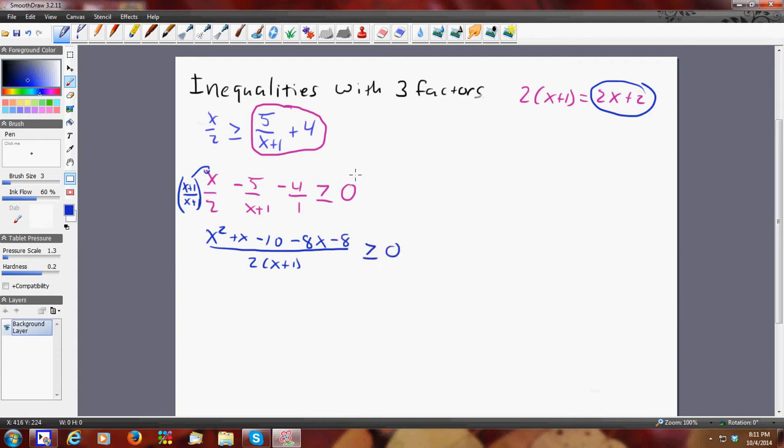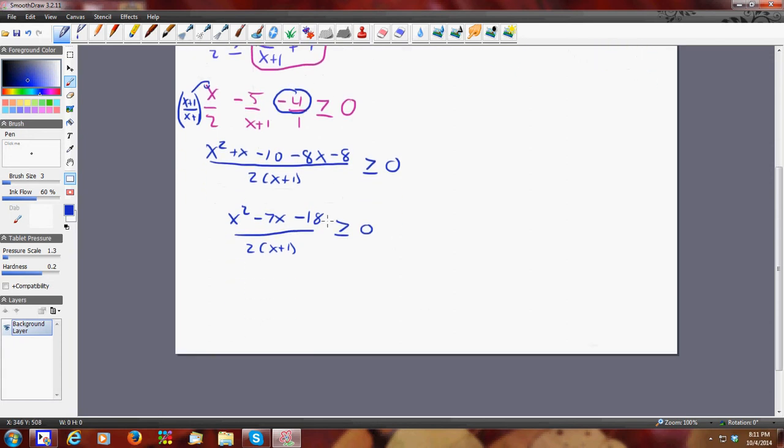And remember, I'm distributing the negative 4 to there, and then to there. And that's how I got the negative 8. I'm going to combine like terms. I get x squared minus 7x minus 18 all over 2 times the quantity x plus 1. It's greater than or equal to 0. I'm going to factor the numerator. And when I do that, I get x minus 9, x plus 2, and I'm still left with this in my denominator.